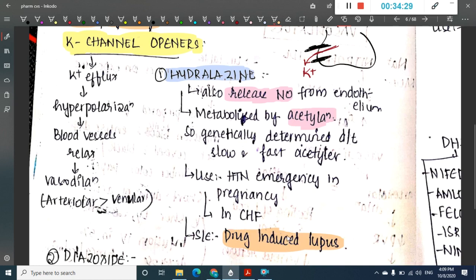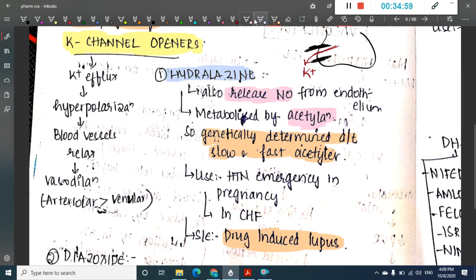Most of the drugs which are metabolized by acetylation have drug induced lupus as a side effect. Because of acetylation, genetically we can divide the whole population in this world into two types. One is slow acetylators, the second is fast acetylators. So these have genetically determined effects of slow and fast acetylators.